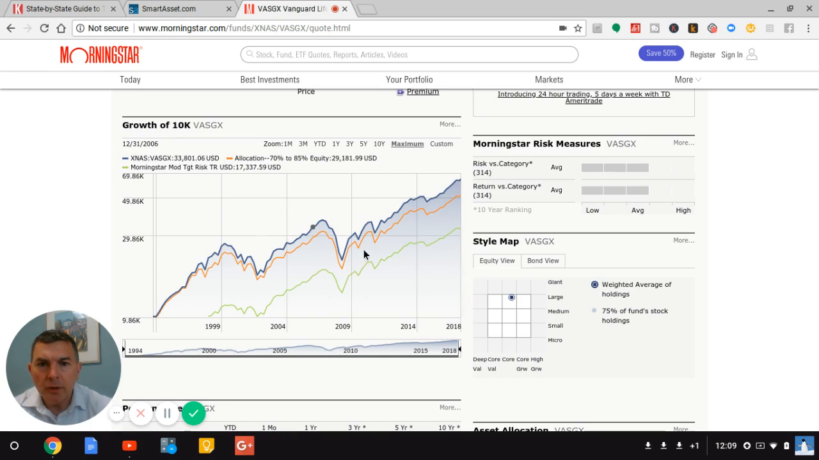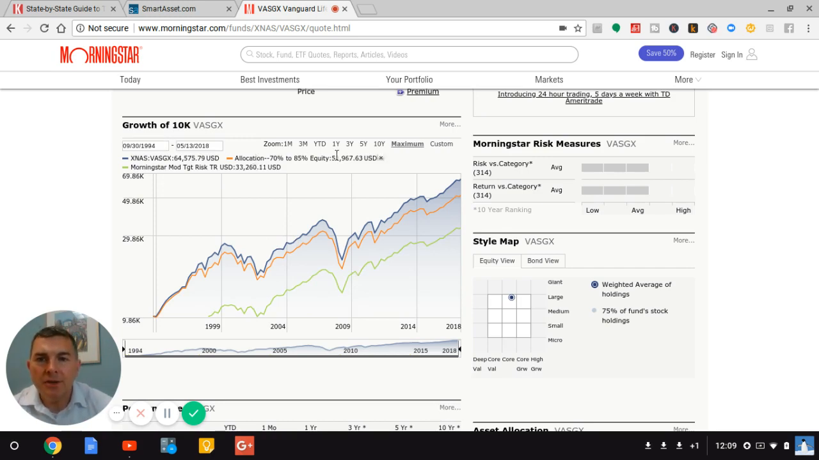Let's see, what is this here? That's the allocation. That's the Morningstar moderate target risk total return. I don't know. See, this is where I talk about the benchmark. I don't know what that is. Morningstar will define it someplace, I'm sure, but I don't know, and frankly, don't really care. Whatever. This fund did better than that, but that doesn't mean anything. I couldn't invest in that if I wanted to.